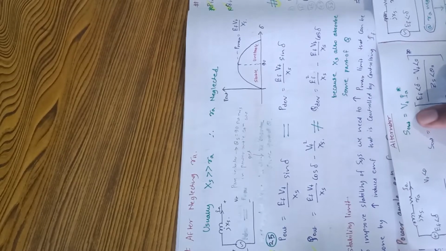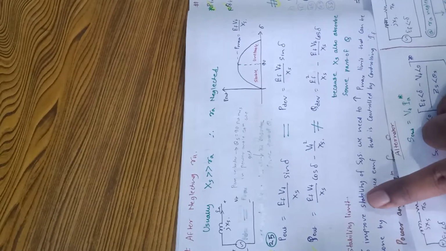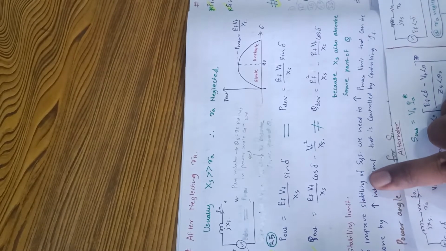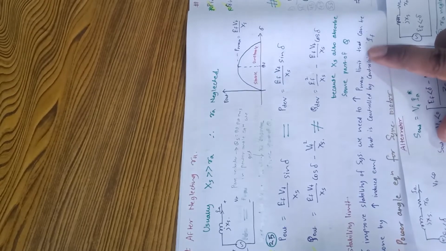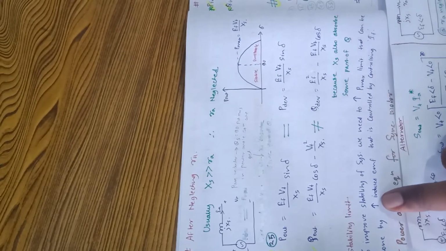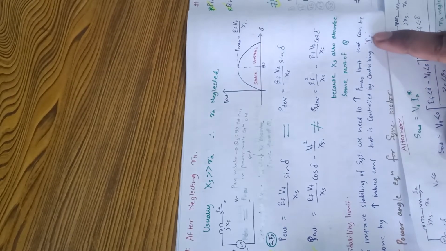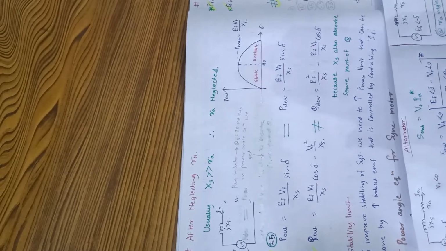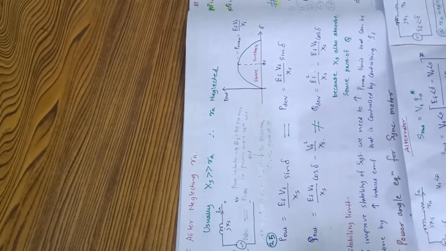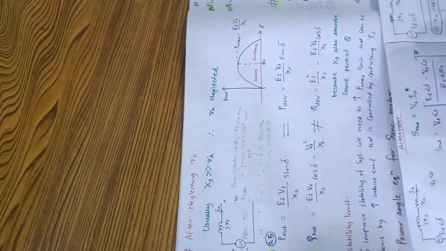And when we talk about the stability limit, to improve the stability of the system, we need to increase the P max limit. That can be done by increasing the induced EMF, which can be controlled by controlling IF, the field current. By controlling the field current, we can increase or decrease the induced EMF, and that way we can increase the stability limits.